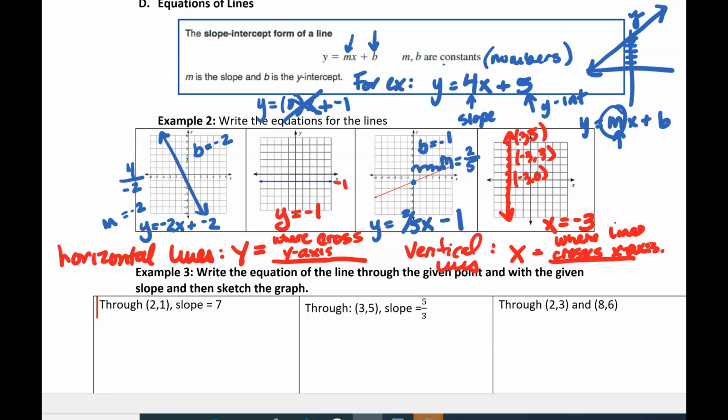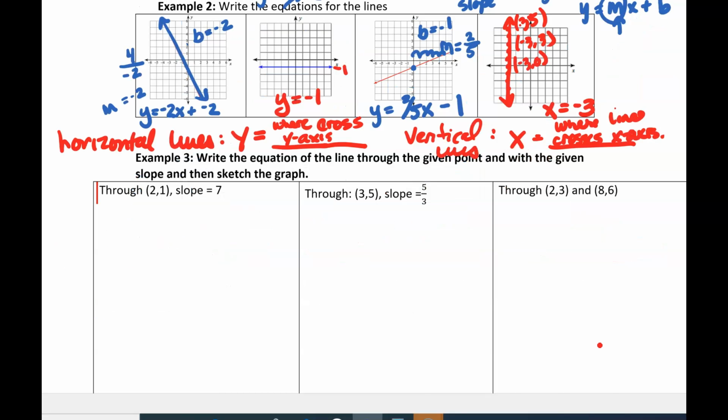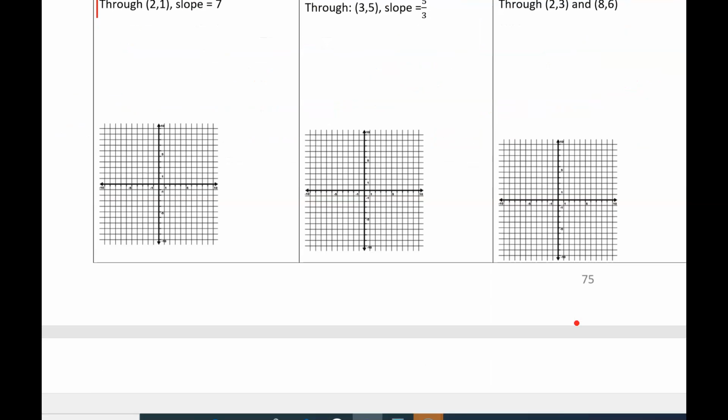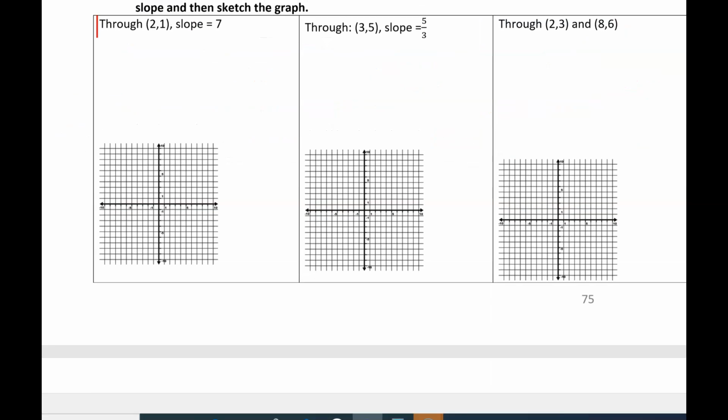Okay, so let's try example 3. Write the equation of the line through the given point and with the given slope, and then sketch the graph. These are similar, but we're getting a little bit more difficult as we go through these.